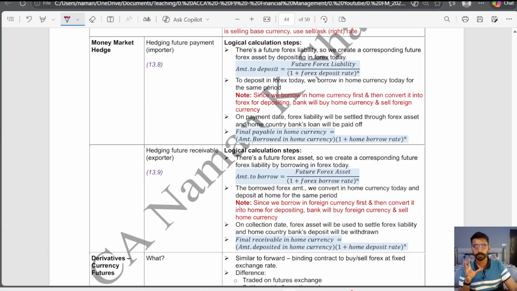Okay, let's talk about money market hedge. Money market basically refers to the market of buying and selling of your borrowings and deposits. This is the money market, and therefore you use borrow rates and deposit rates in a money market hedge. Therefore it is called a money market hedge. Let's say you are an importer, you have to make a payment. Let's take this with an example.